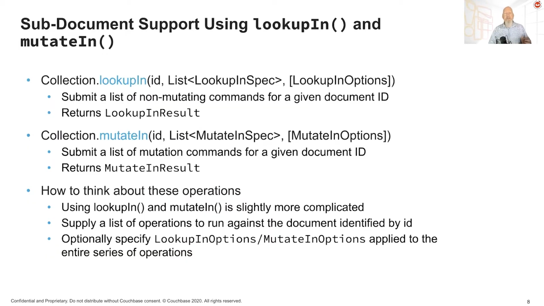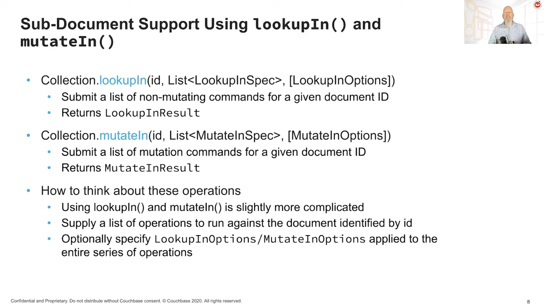And so I want to introduce you to two methods that are also found on the collection class or the collection interface called LookupIn and MutateIn. So the pattern of these is very similar to their key value corresponding methods. The difference here is that the second argument is going to be a list of operations that are expected to be performed. And we'll see there's some variations in that depending on the operation that we want to perform. But essentially, we have two categories, LookupIn and MutateIn. And we can think of these as being grouped into non-mutating and mutating operations, essentially.